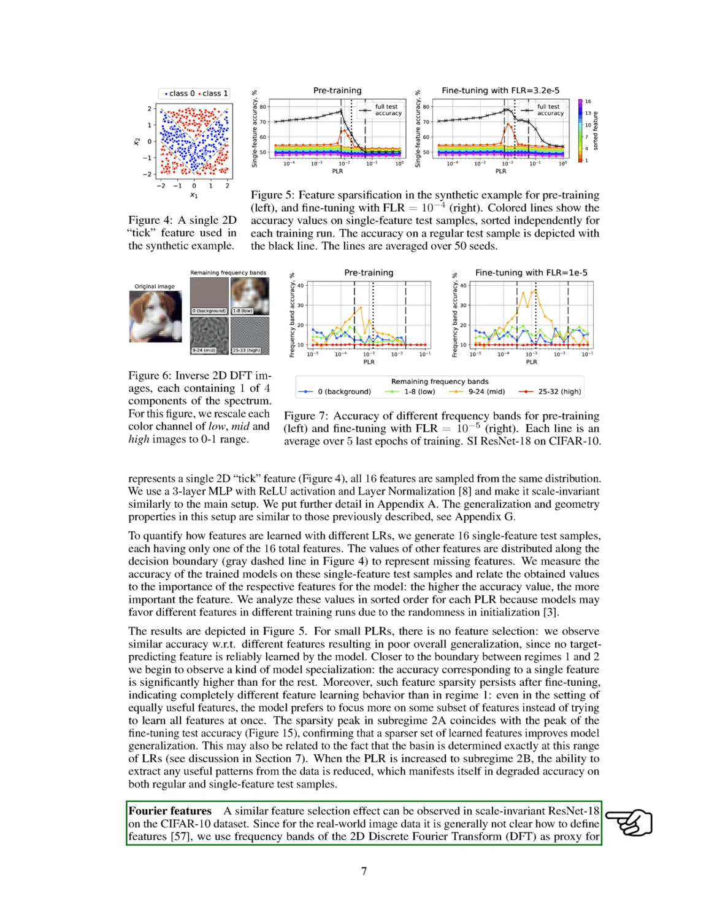We also observe a similar feature selection effect in a scale-invariant ResNet18 model trained on the CIFAR10 dataset. Since defining features in real-world image data is challenging, we use frequency bands from the 2D discrete Fourier transform, DFT, as a proxy for features.